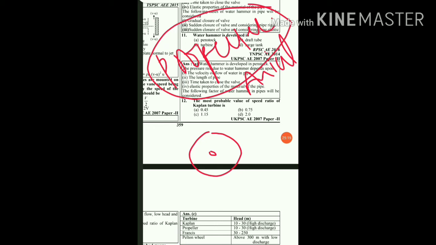In this case there are two types of blades: the first is the guide blades, which are adjustable, and the second is the moving blades. In a propeller turbine we cannot adjust the moving blade, but in a Kaplan turbine we can adjust the moving blade. This is the basic difference between a propeller and a Kaplan turbine. In a Kaplan turbine the speed ratio is approximately equal to 2.